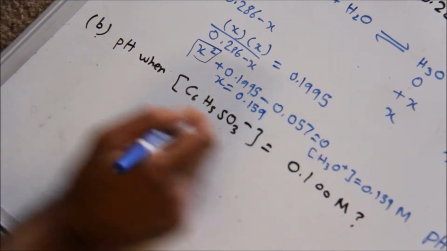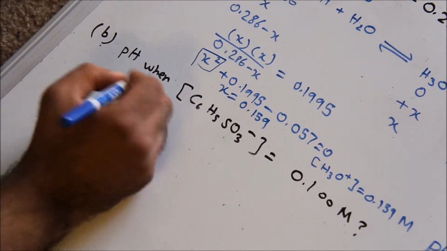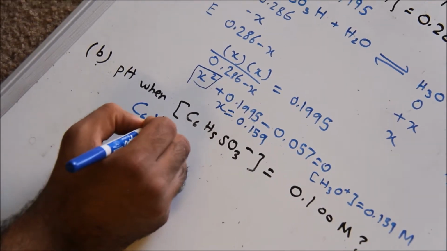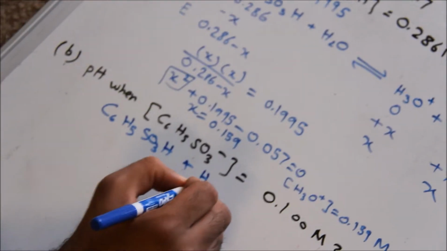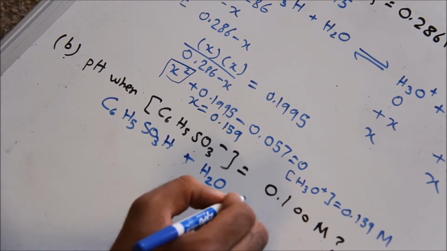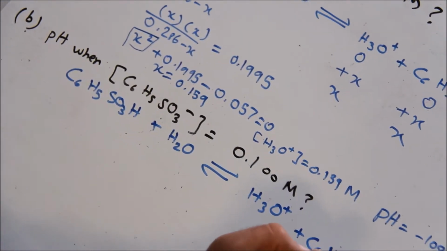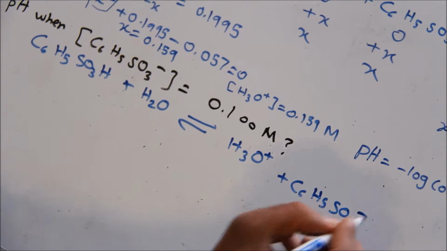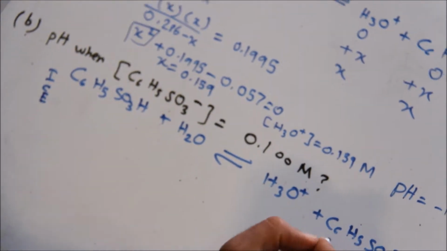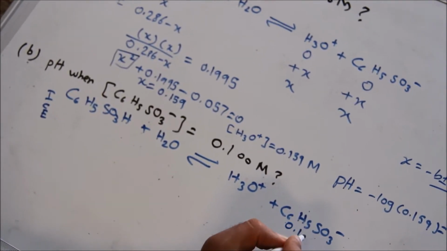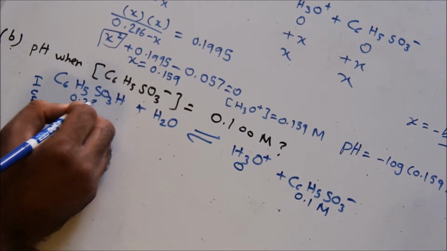Alright, so part B asks for the pH when the salt is the basic salt and has a concentration of 0.1 molar. So I'm going to assume we start with this concentration. I'm just going to set up the ice table, but before that I have to write down the equation. And so the equation is exactly the same. It's H3O plus and C6H5SO3 minus. But now the initial conditions have changed, and we have an initial concentration of 0.1 molar here, but this is still 0 molar and this is still 0.286.